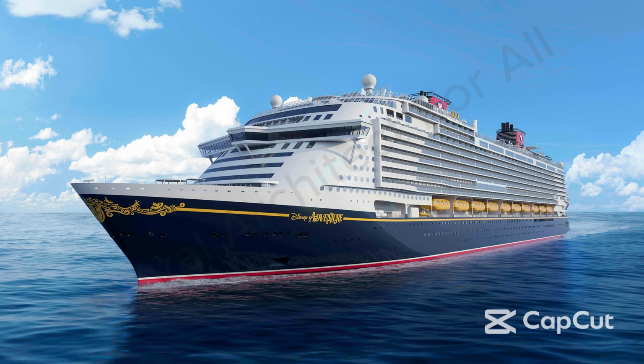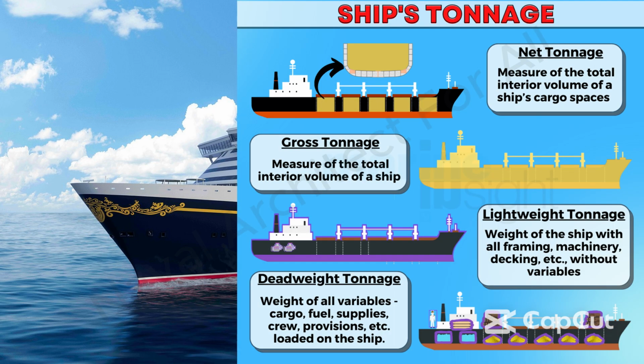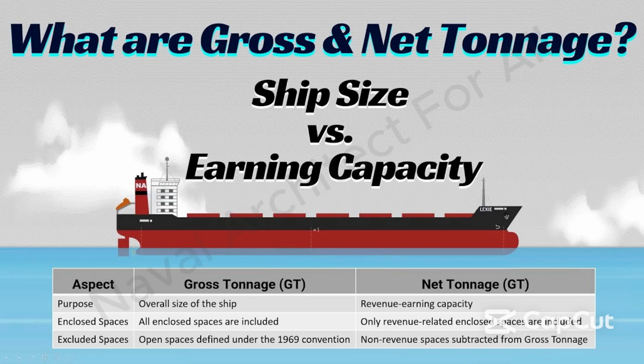Understanding basic terms in shipbuilding: gross tonnage, net tonnage, displacement, deadweight, and lightship. Shipbuilding, a crucial aspect of maritime engineering, involves not only the physical construction of vessels, but also a deep understanding of various measurement terms that define a ship's size, capacity, and performance. Among the most fundamental of these terms are gross tonnage, net tonnage, displacement, deadweight, and lightship weight. Each term serves a unique purpose in ship design, regulation, and operation.